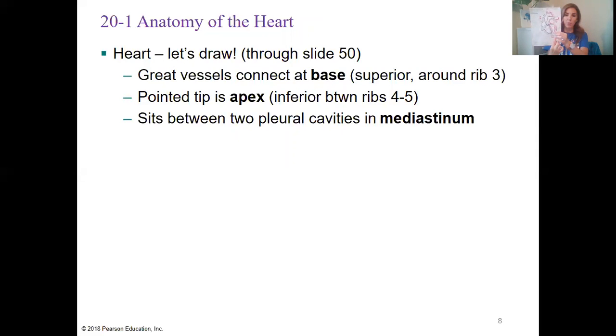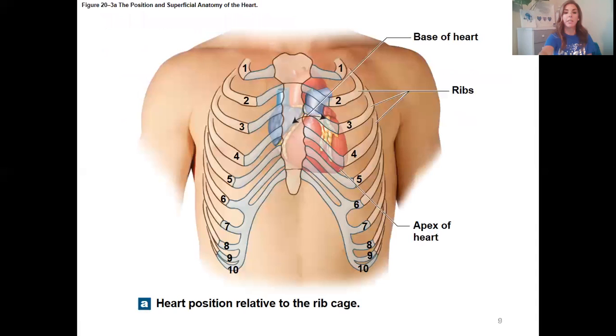Don't let that throw you, because a lot of times you think the apex is going to be the point at the tip, at the very top, just like in your lungs, but that's not the case right here. Okay, the point is pointing down. This will sit between the two pleural cavities. Of course, those are going to be the cavities that surround the lungs. So it's going to sit between the two pleural cavities within that mediastinum area.